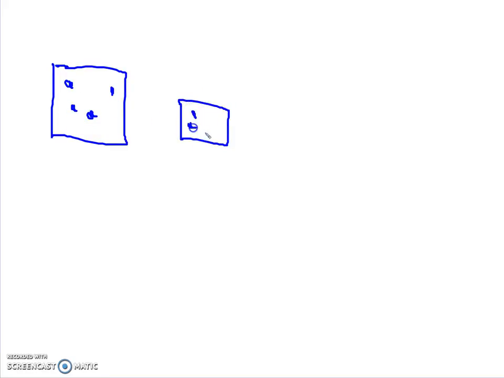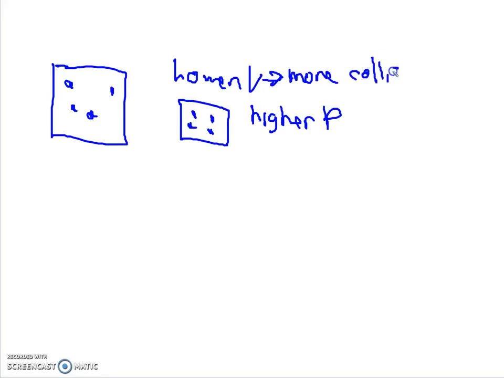Because what you need to be able to do is take things like this. Let's say there's 4 particles in here. And then here's another one, same 4 particles, but now the volume is less. And you need to be able to explain why the pressure is higher. Well, we know these are moving around randomly, and so if there's less space, that means you have more collisions with the surface, and therefore a higher pressure. So you got to be able to explain stuff like that. It's not too bad.